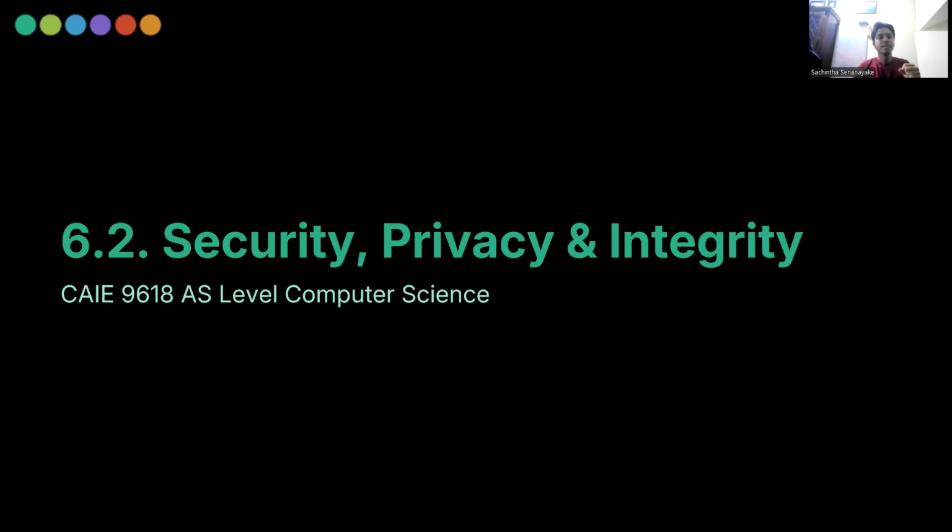Hi, this will be a quick recording to walk you through Unit 6.2, which is on security, privacy, and integrity of the Cambridge Computer Science AS level syllabus. With that said, let's get started.